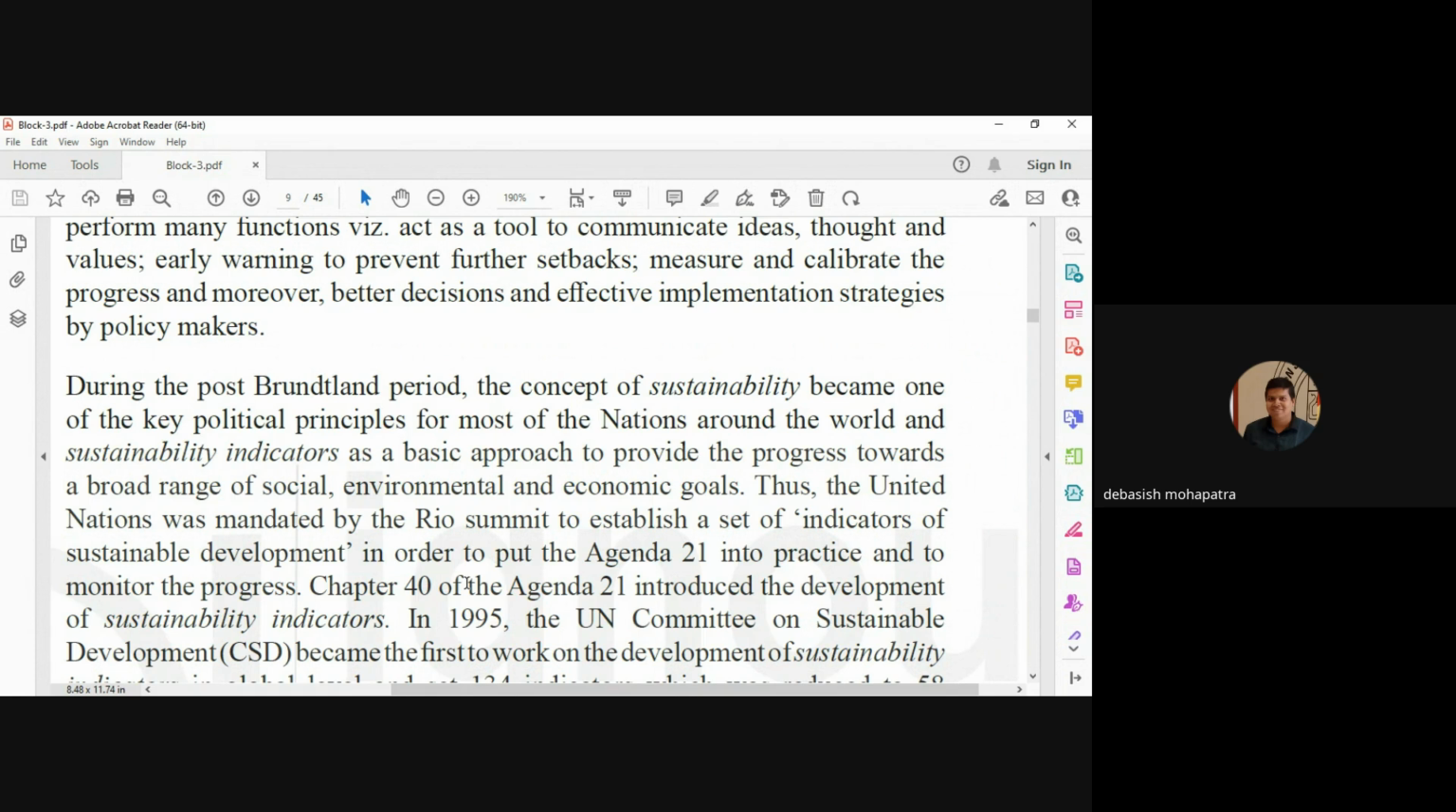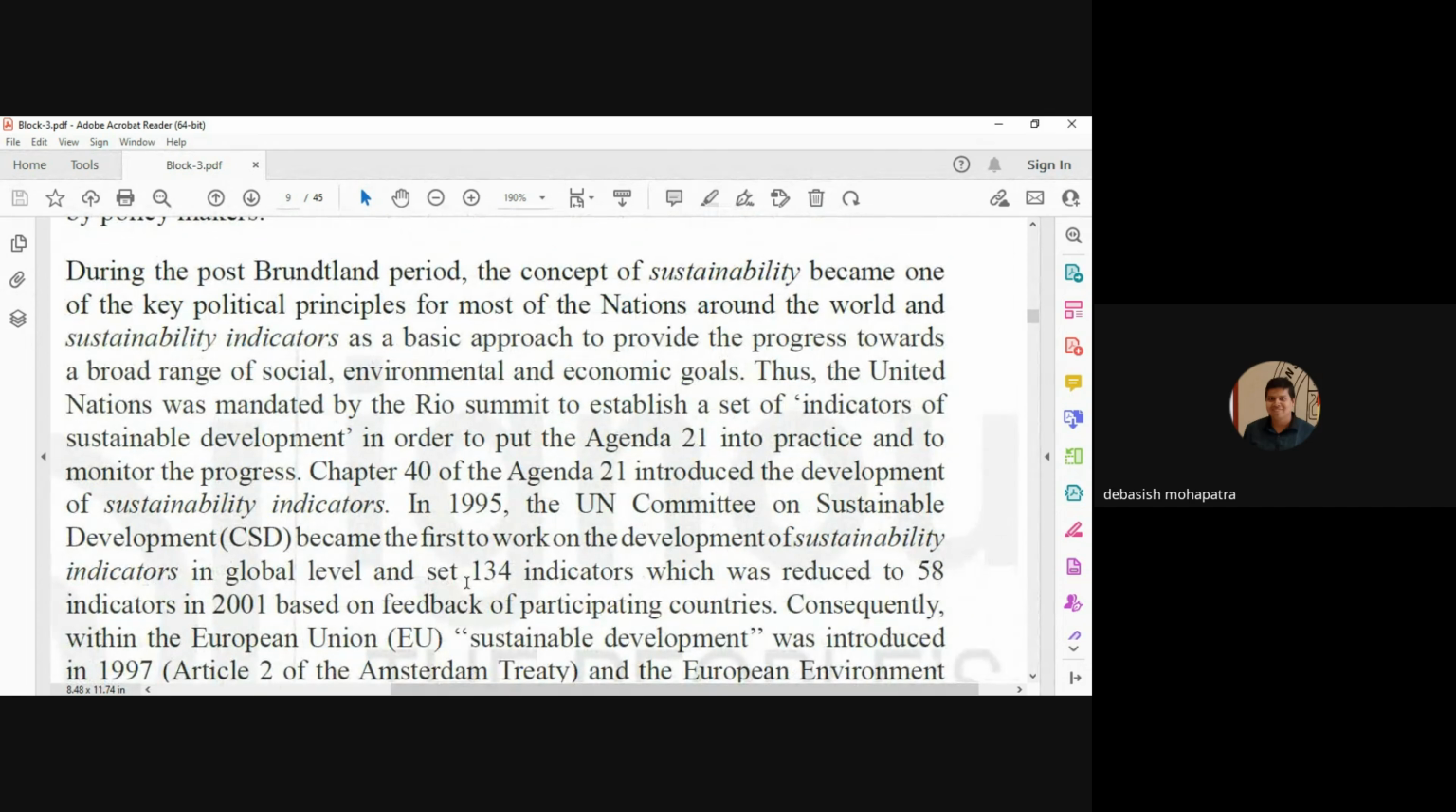In the post-Brundtland period, the concept of sustainability became one of the key political principles for most of the nations around the world, and sustainability indicators became a basic approach to measure progress towards a broad range of social, environmental, and economic goals. Thus, the United Nations was mandated by the Rio Summit to establish a set of indicators of sustainable development in order to put Agenda 21 into practice and to monitor the progress.